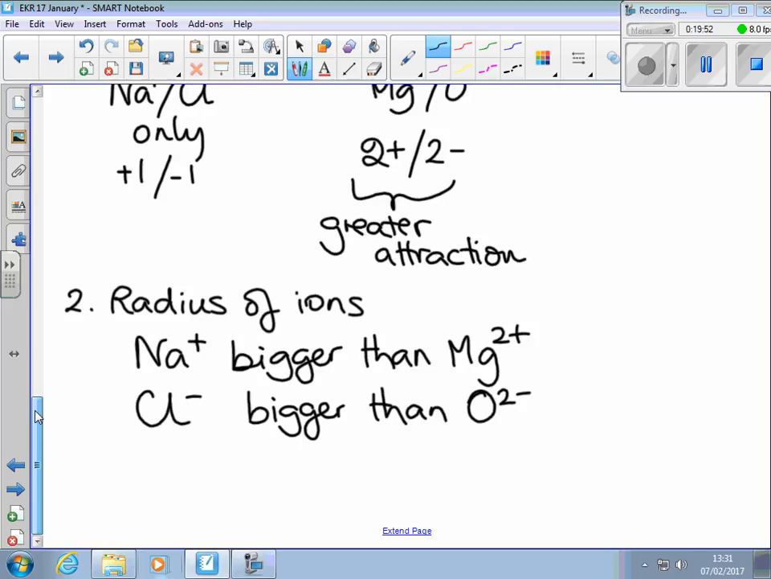So the closer together they are, the greater the attraction you're going to have. And if you were to go across the periods or down the groups, you get patterns that you can actually see in those. So let's say we've already started with the sodium and magnesium, that the ions are getting smaller as you go across. What about if you go down? What if you went down a group?